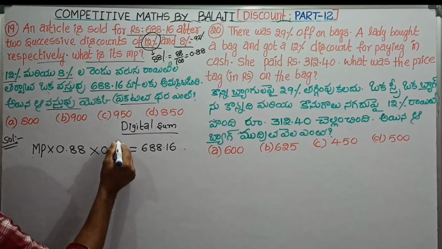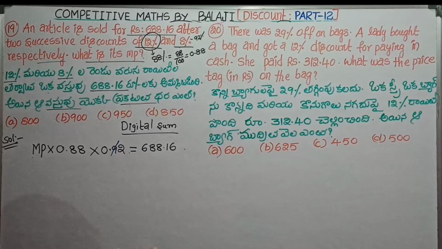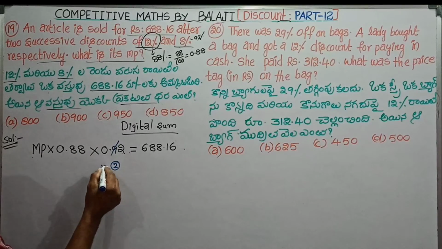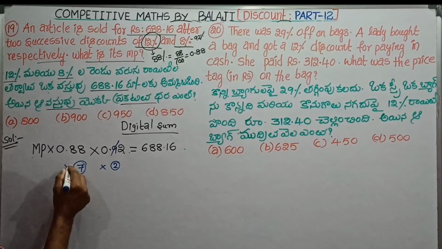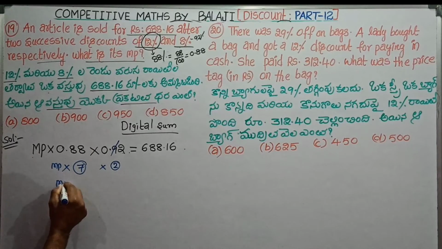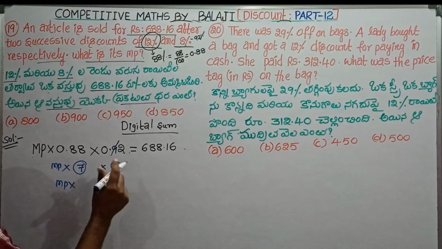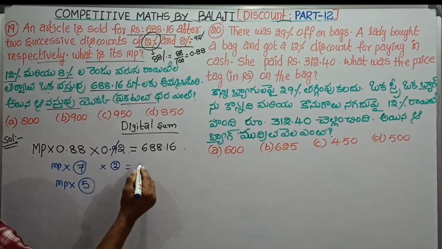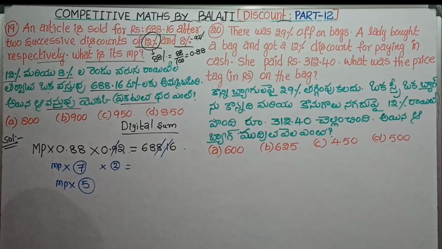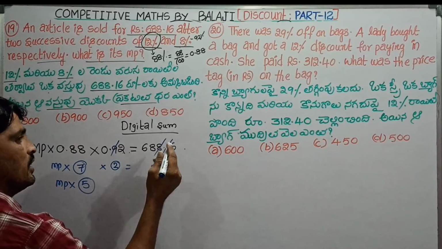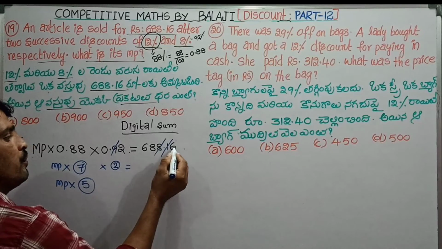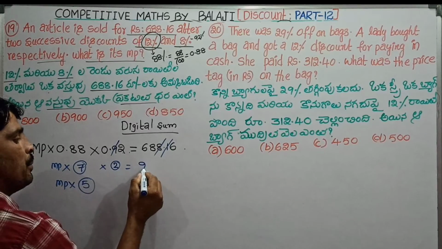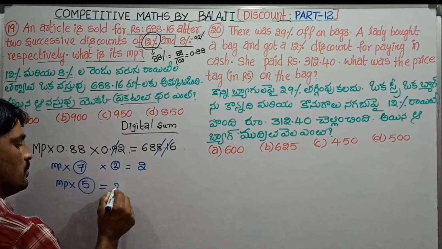Now consider the digital sum. When we are finding digital sum, leave the 9s, since digital sum 9 or 0 are both the same. 8 plus 8 is 16, 1 plus 6 is 7, the digital sum for 0.88 into MP. Market price into 7. 2 sevens are 14, 1 plus 4 is 5. Now for 688.16, leaving the 9s, 6 plus 8 is 14, 14 plus 6 is 20, and 2 plus 0 is 2, the digital sum.